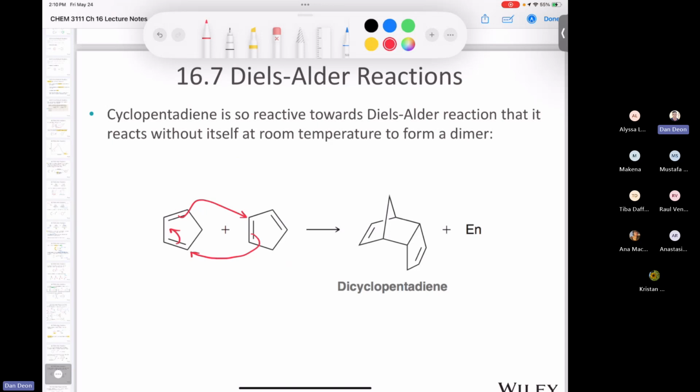Well, if you're wondering, if it just reacts with itself, then how can you have a bottle of cyclopentadiene? What would you have to do? You'd have to heat it up above 200 degrees Celsius to do the retro Diels-Alder, and that would isolate some of the cyclopentadiene like that. So that is how you would do it.